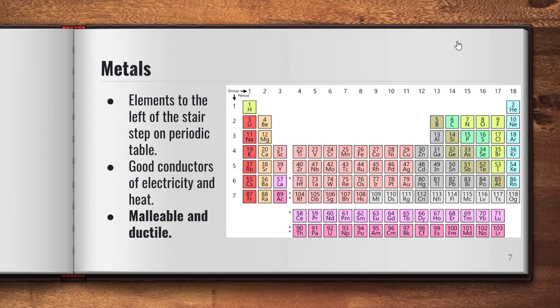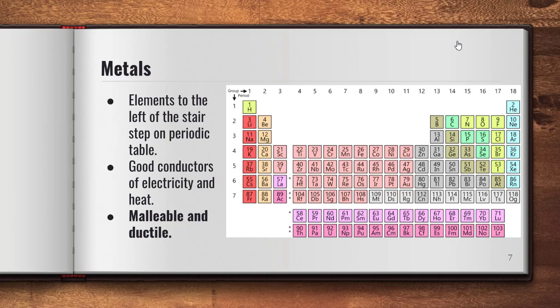And metals are good conductors of electricity and heat. You probably are aware of that. A lot of these things are used to conduct electricity. Copper wire is a good example of that. They're used to conduct heat. The terms we use are malleable and ductile. Malleable just means that it's easily bendable. So if we get pieces of copper, we have the ability to bend them and mold them into the shapes that we want. Ductile just means that it's able to be strung out into a wire.